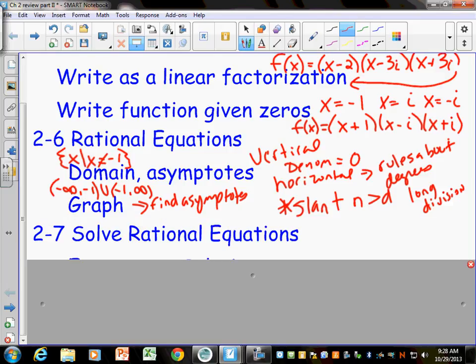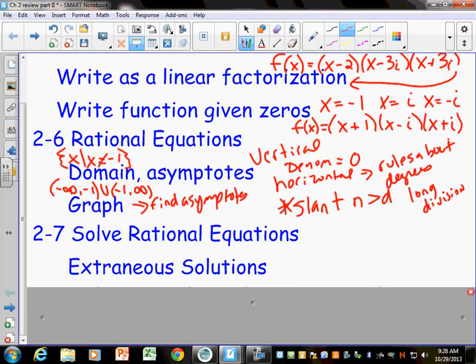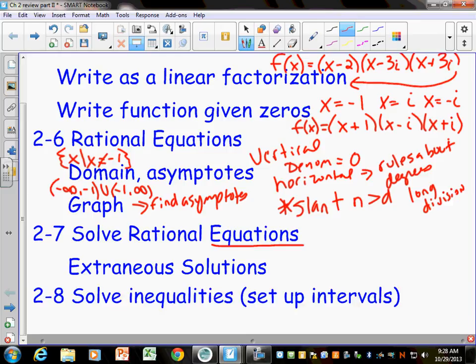And then 2.7 and 2.8, I feel are very similar to each other. 2.7, solve rational equations. Remember that that's just where you get to multiply everything by your common denominator, cancel stuff out, get your answers. But don't forget to check for extraneous solutions. You're not setting up intervals if it's an equal sign, right? Because you're just getting the solutions.